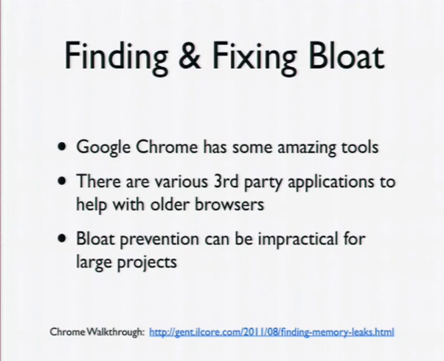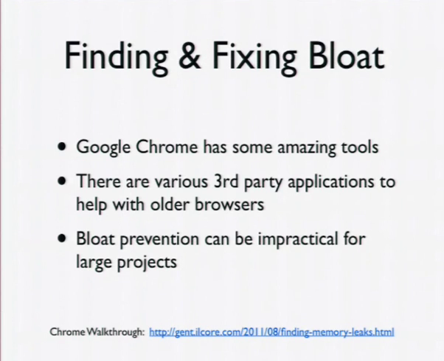Like Google Chrome has some great things. You can take snapshots of the heap. You can compare two different snapshots over time and see the differences between them. You can watch memory usage over time and see when garbage collection cycles run. You can force garbage collection from there to make sure that you're not growing too much. Other browsers, I think Firebug has similar tools, and then for older browsers, there are third-party applications you can use to inspect the heap and things of that nature.